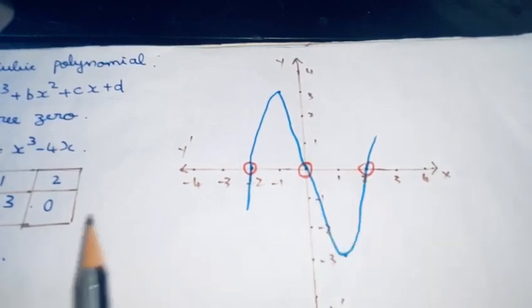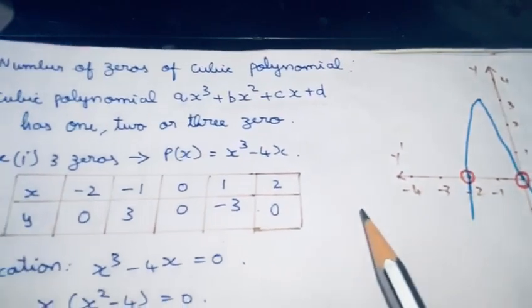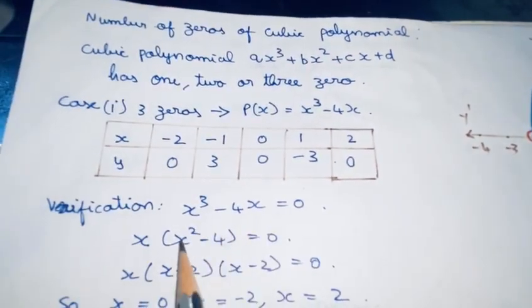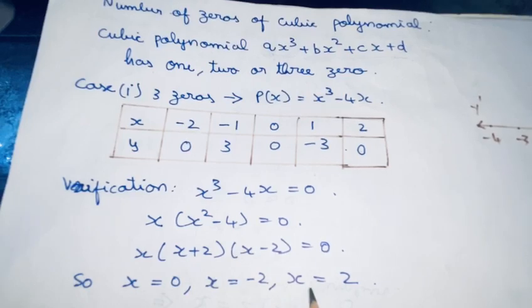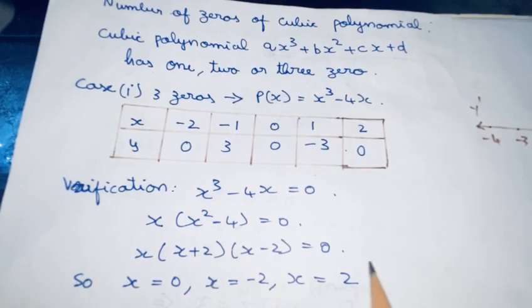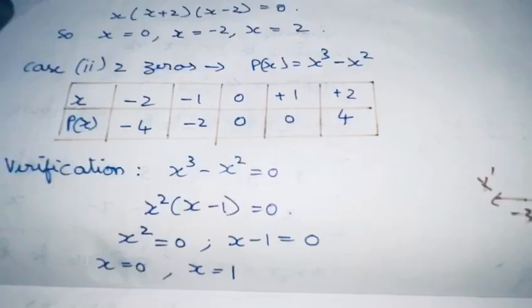We will also verify it by equating the given polynomial to 0. On equating, we get x is equal to 0, x is equal to minus 2, x is equal to 2. Hence, the total number is 3. This is the best example for the 3 zeros of the cubic polynomial.